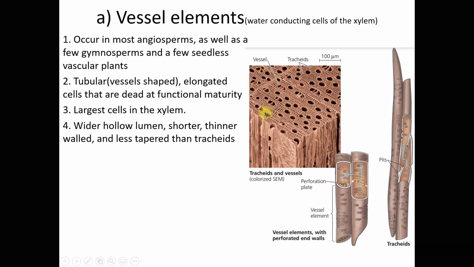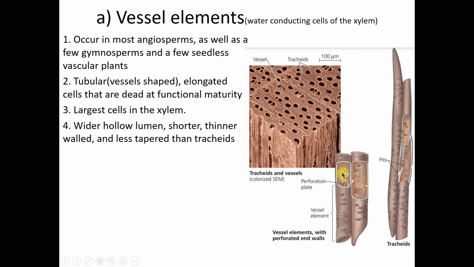You can see the lumen is wide and very hollow. Alright. But shorter, they are pendek-pendek saja, shorter, thinner wall, okay, the cell wall is very thin, and less tapered if compared with tracheids, okay, tengok sini, ini hujung ni, they are less tapered. Ini yang betul, ini slightly misleading. This is less tapered compared with tracheids. Kalau tracheids, they are more tapered, something like this.